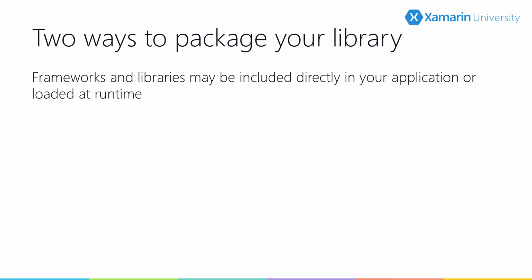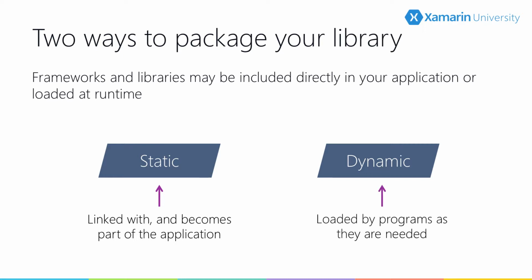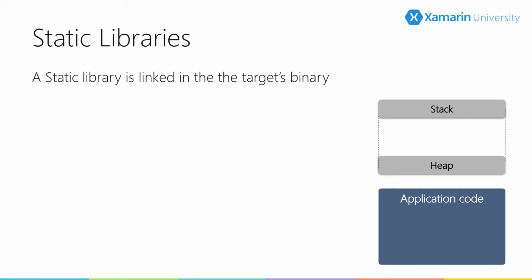As a developer, you have the option to create two types of libraries. You can either create a static library or a dynamic library. A statically linked library is a library of object code which is linked with and becomes part of the application. Dynamically linked libraries are a bit different compared to static libraries. These libraries are loaded by the application as needed. A static library is linked into the target binary, which requires a new compilation of the target binary when changes are made. Let's look at this graphically.